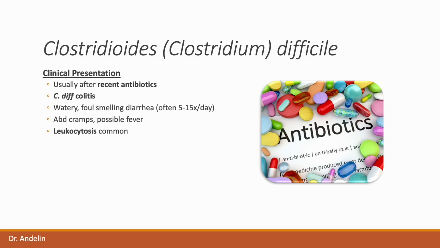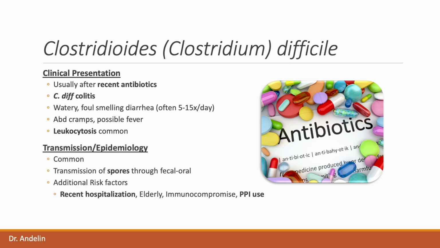There's also often associated abdominal cramps and possible fever. While many bacterial infections can lead to elevation in white blood cell count, C. diff specifically is often associated with leukocytosis, and you should remember that. Please note that while we think of antibiotics causing C. diff, many antibiotics also have diarrhea as a side effect. Remember that just because a patient is on antibiotics and gets diarrhea does not mean that they have C. diff. C. diff is relatively common, and you will see many cases throughout your career. It's transmitted through ingestion of spores through the fecal-oral route. Besides recent antibiotics, other significant risk factors include recent hospitalization, elderly patients, immunocompromised, and proton pump inhibitors, as we described earlier in this case.